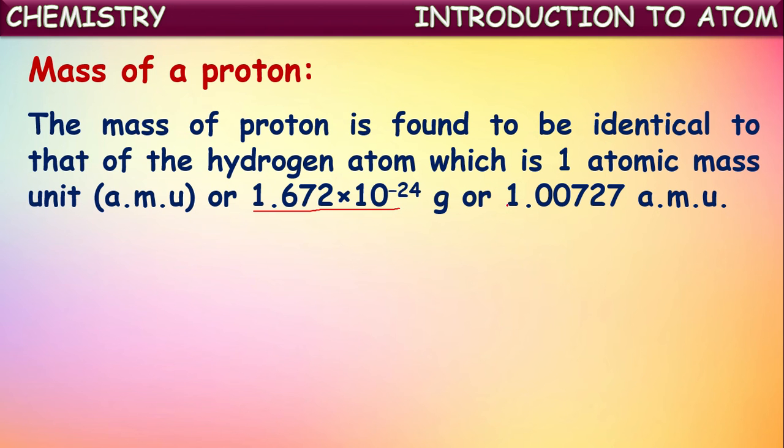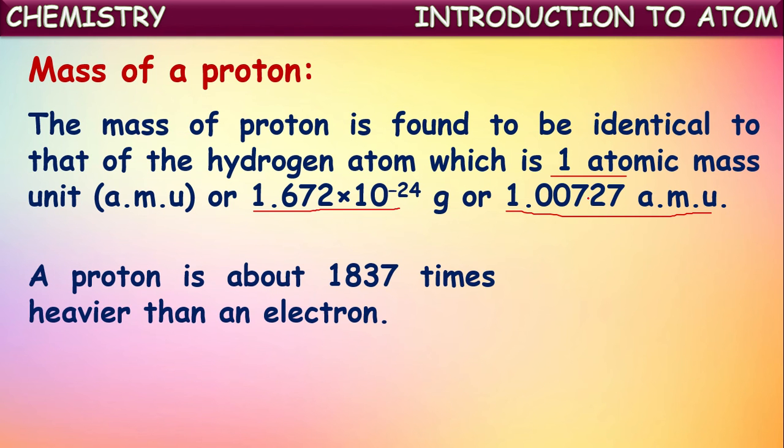In AMUs it is equal to this. But in general, the mass of a proton will be taken as 1 AMU. To say it accurately, it is equal to 1.00727 atomic mass units, but in general calculations it will be considered as 1 AMU.